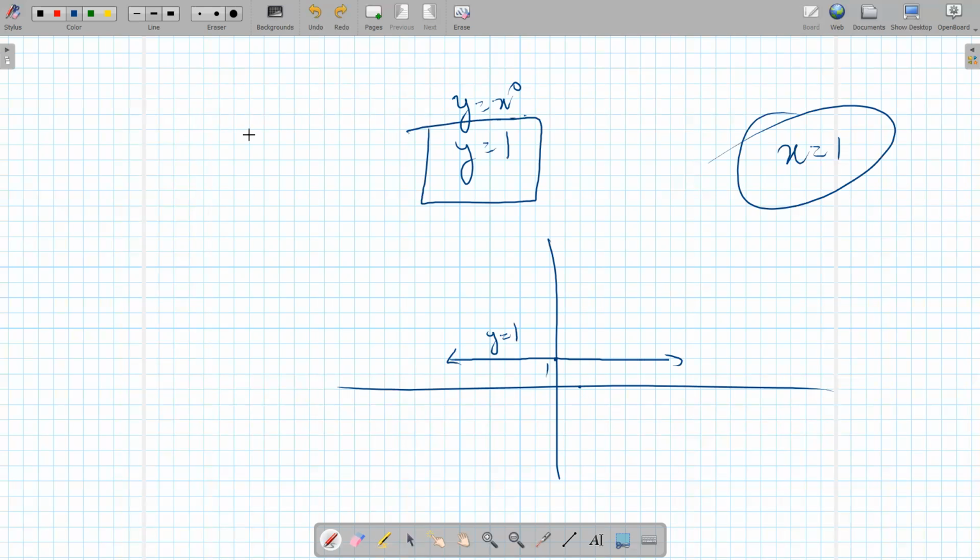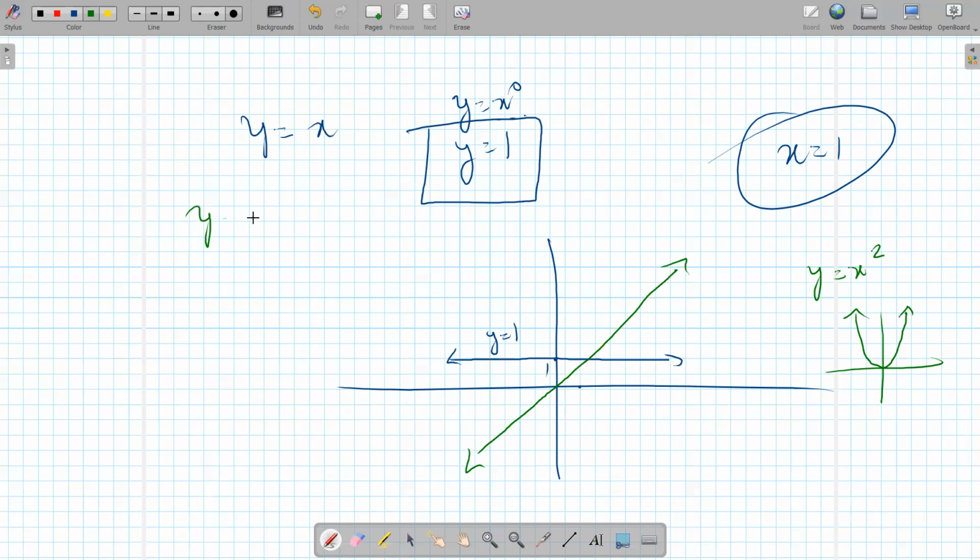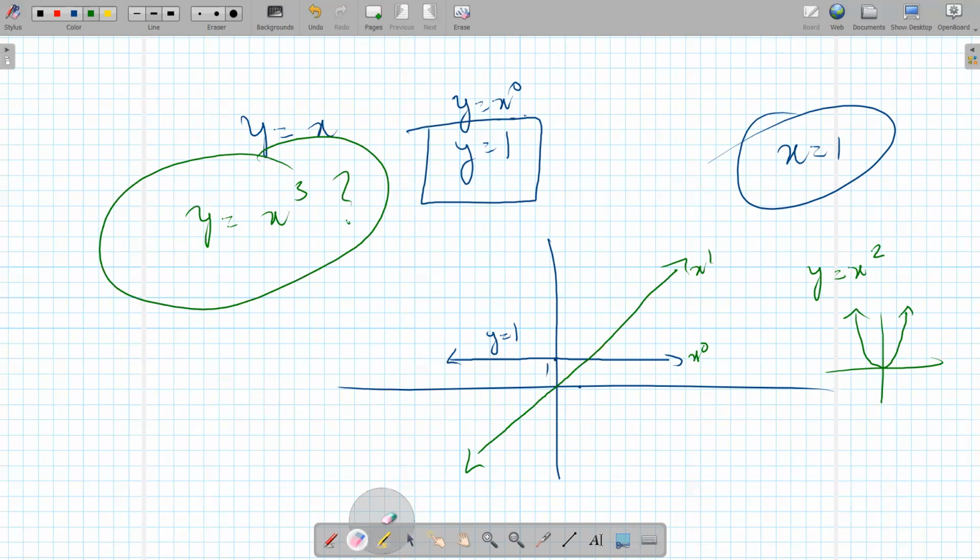Now the next thing is y equals x, right? What does that look like? Looks something like this, a straight line that goes through the origin. Then you have y equals x squared. That has a shape, we've done this many times, like this, a U through the origin. Now the question is, what does y equals x^3 look like? We have x^0 here, we have x^1 here, we have x^2 there. Any ideas what x^3 could look like?